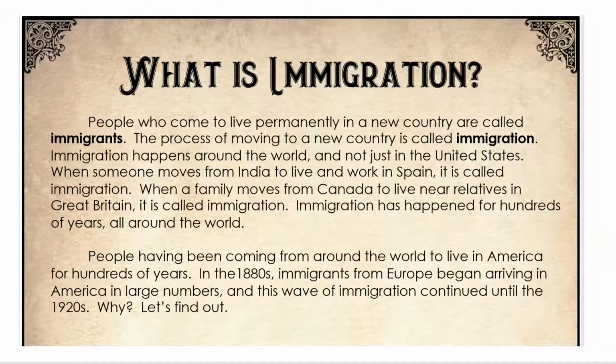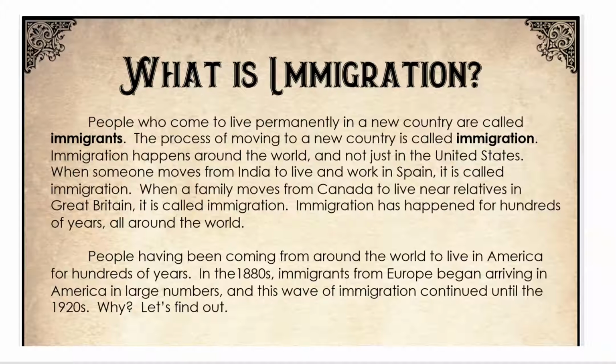People who come to live permanently in a new country are called immigrants. The process of moving to a new country is called immigration. Immigration happens around the world and not just in the United States. When someone moves from India to live and work in Spain, it is called immigration. When a family moves from Canada to live near relatives in Great Britain, it is called immigration.